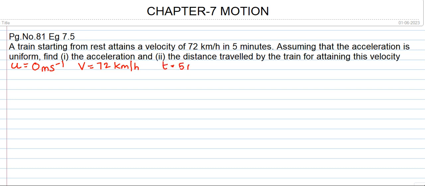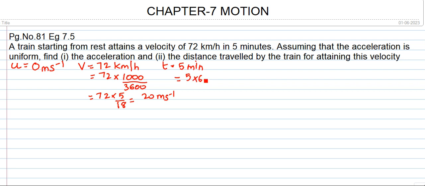to be 5 minutes. So this 72 kilometer per hour, we have to convert it into meters per second. So how do we do that? 72, this kilometer has to be converted into meters, so we multiply by 1000. Then the hour has to be converted into seconds. So we have 3600. So this works out to be 72 into 5 by 18. So this is 20 meters per second.